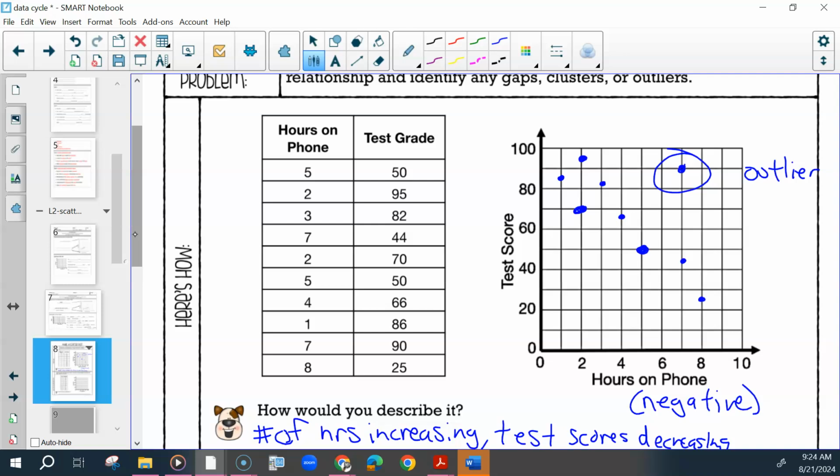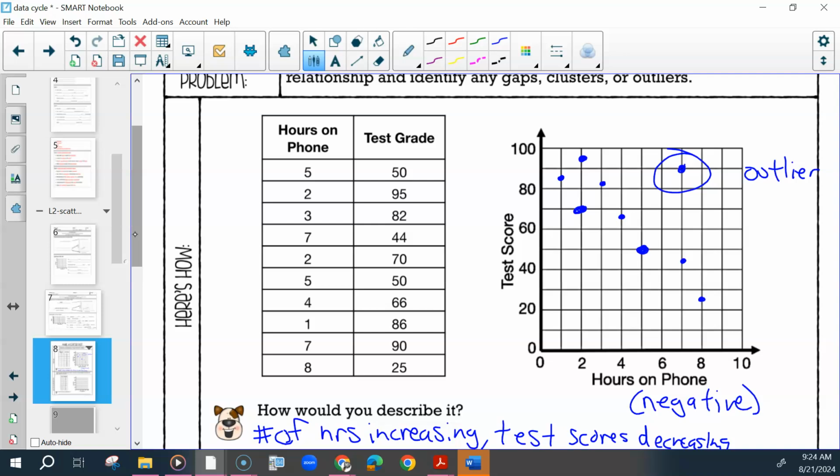If you see a bunch of points scattered really close together, that would be a cluster. And gaps really only work if there's a lot here, and then there's a noticeable gap, and then a lot here. So these are just evenly spaced. There's no real gap.